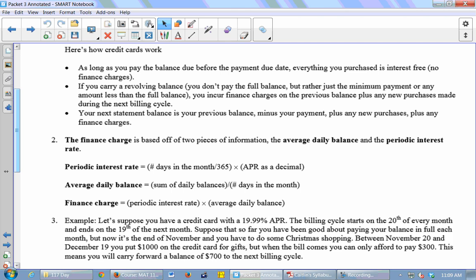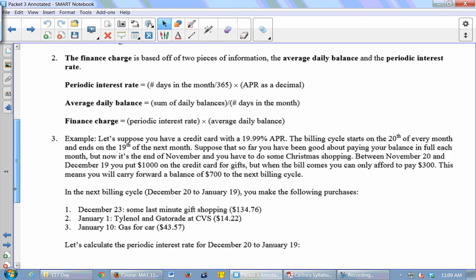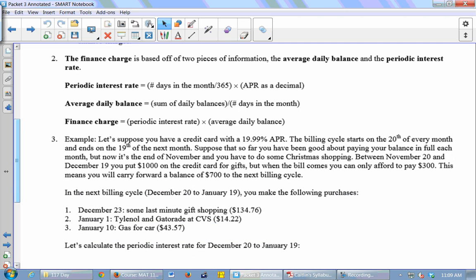So a finance charge is based on an interest rate. And your next statement balance is your previous balance minus your payment, plus any new purchases, plus finance charges. So the finance charge is based off of two pieces of information: your average daily balance and your periodic interest rate. All right, so your periodic interest rate is the number of days in the month divided by 365 times your APR, which is written as a decimal.